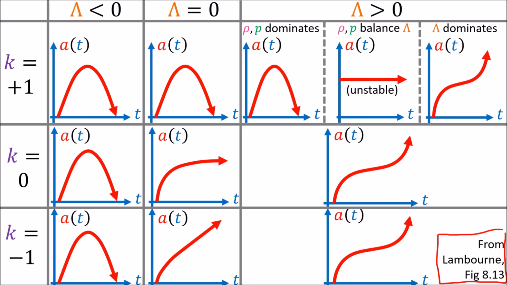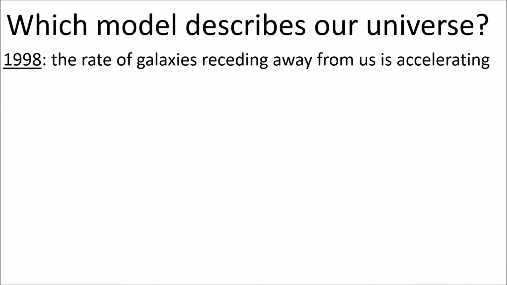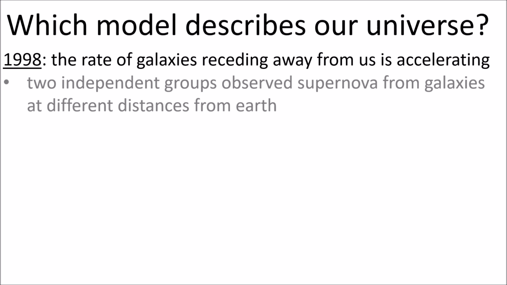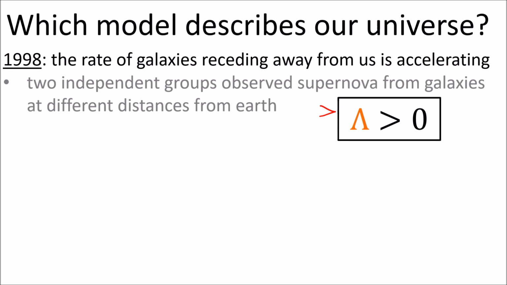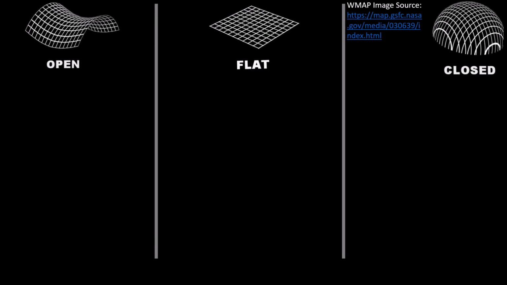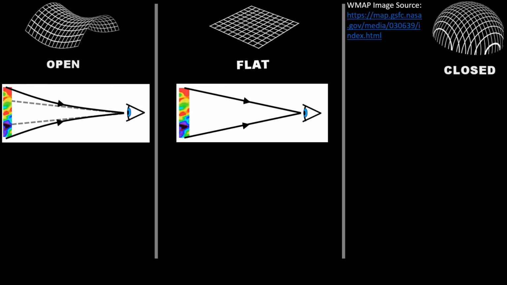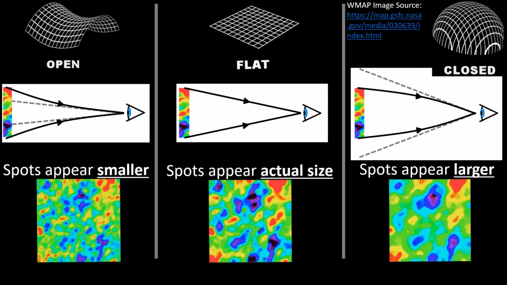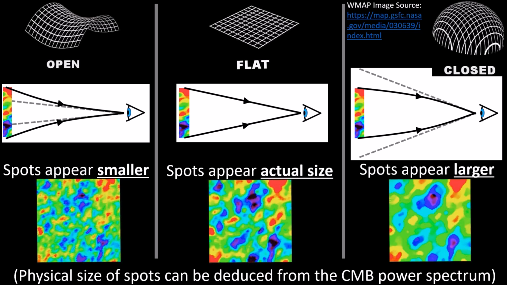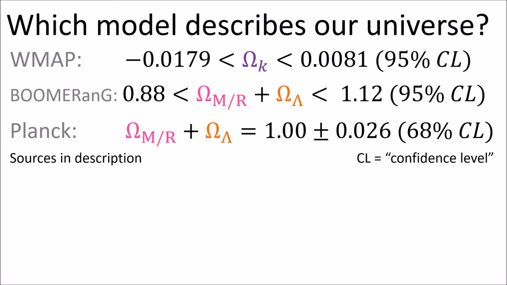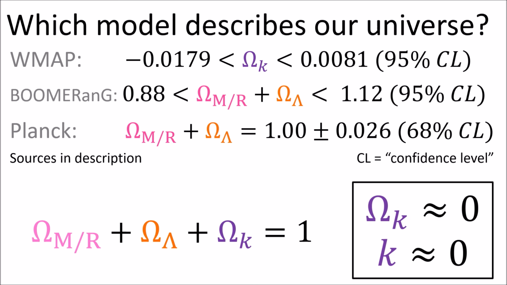So with all of that said, out of all of these models, which describes our universe? Well, since 1998, we've known that the rate of galaxies receding away from us is accelerating, indicating a positive cosmological constant. Also, by examining the geometry of hot and cold spots on the cosmic microwave background radiation, we can determine the overall curvature of the universe. Multiple experiments have measured that the universe is very close to being flat, so we'll take k equals 0.